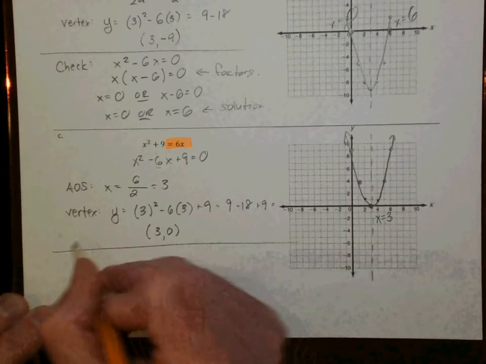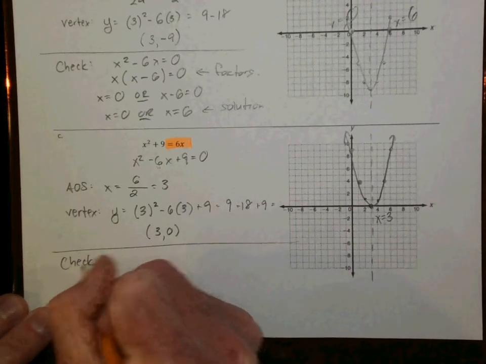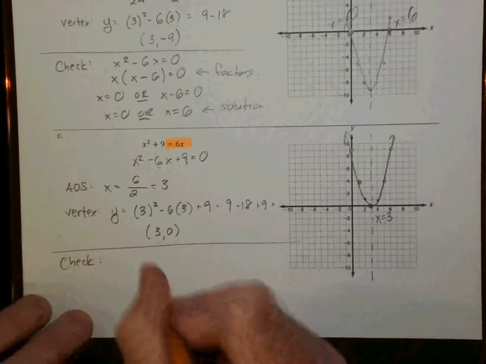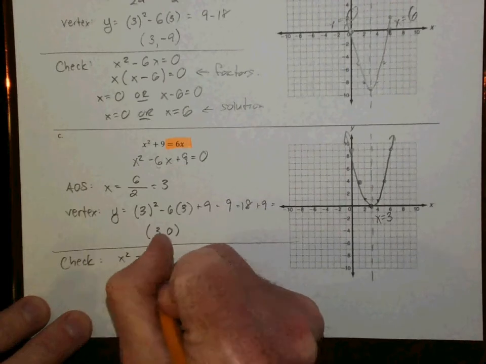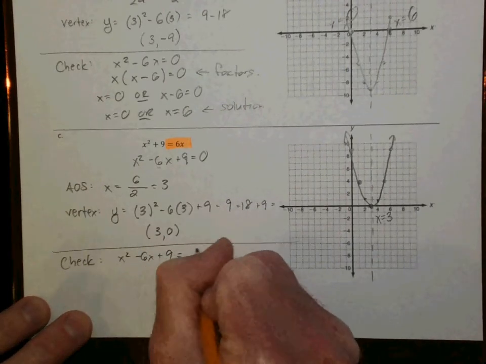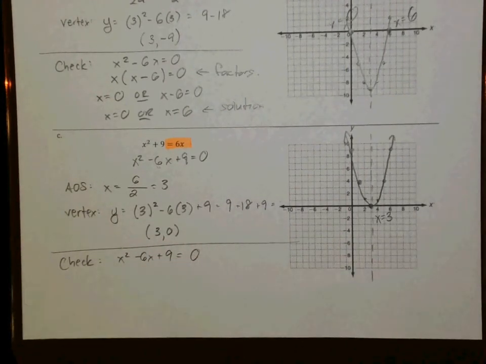So if I want to check and I want to factor, so I have x squared minus 6x plus 9 is equal to 0. Now you can factor this two different ways. One way you could say, okay, I want two numbers that multiply together to give me 9, but add together to give me negative 6. Or you could say, Mr. Igo, I love the perfect square trinomial pattern.